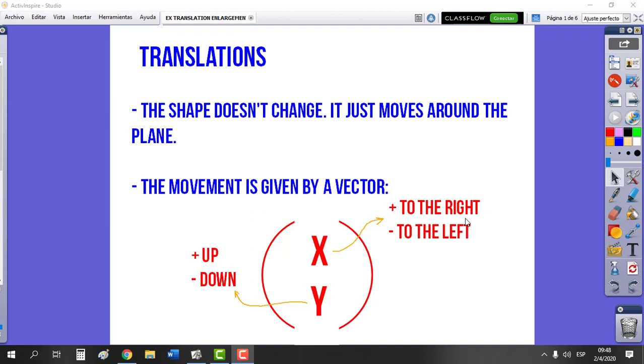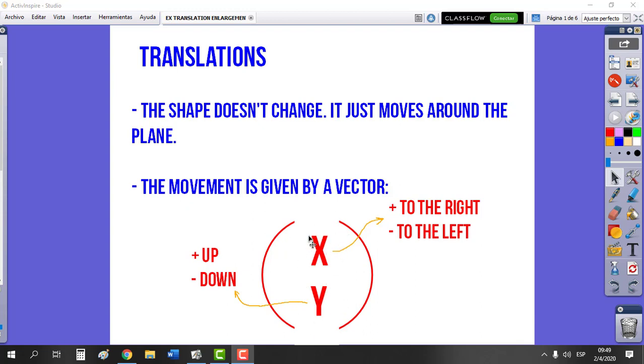So hello. We are going to remember or refresh what you read on Cognity. So translations, there's two simple things that you need to remember. The shape doesn't change, it just moves around the plane. And the movement is given by a vector. And the vector has an x component and a y component.